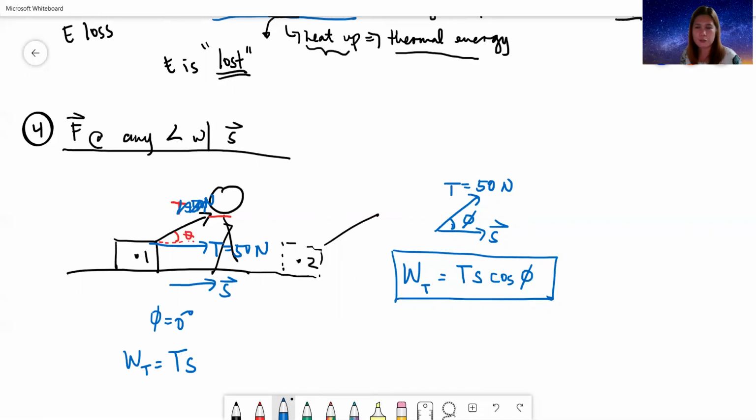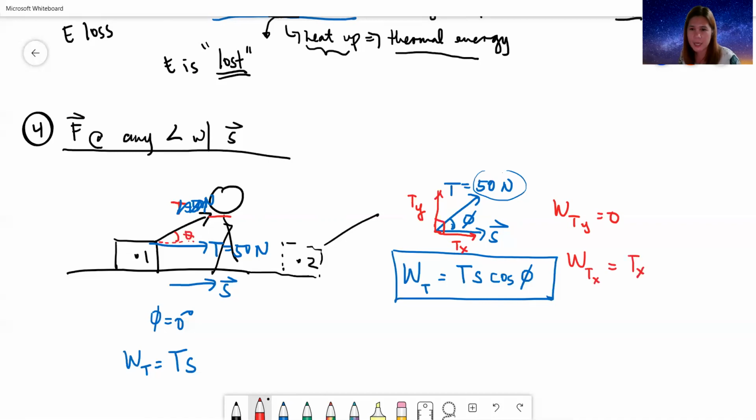Yan, no? So, ito 50 newtons din. Pero hindi na lahat ng 50 newtons ang gagawa ng work. The only component of T that does work here is the Tx lang. So, if we show the component, this is now Tx and this is now T sub y. Tama ba? So, si T sub y is 90 degrees with S. So, walang work na nagagawa si T sub y. It's 0. The work done by T sub x is Tx times S.